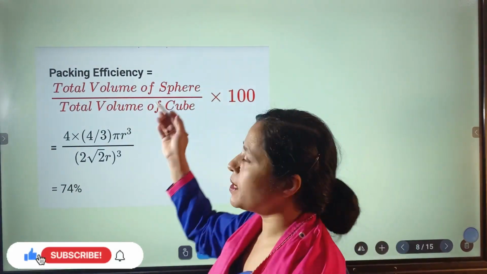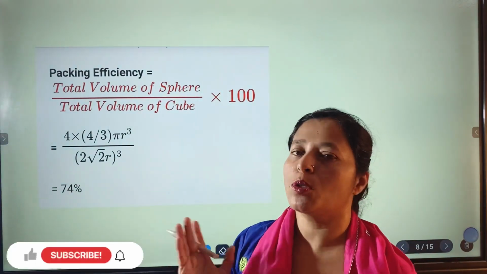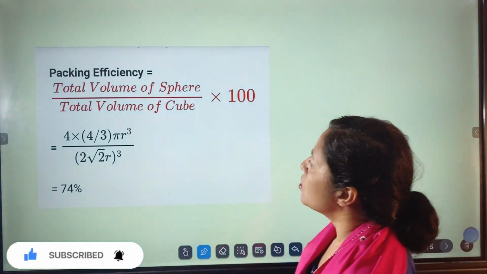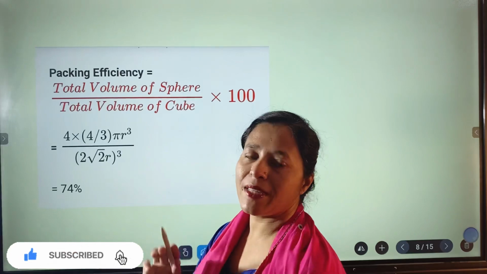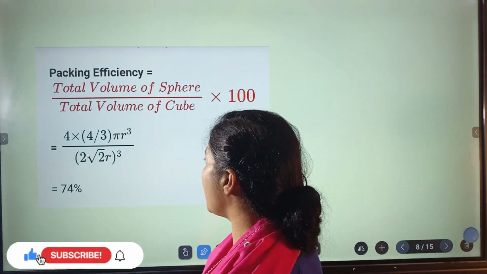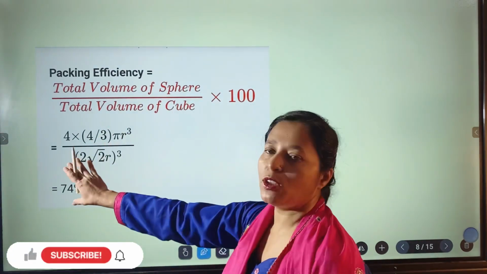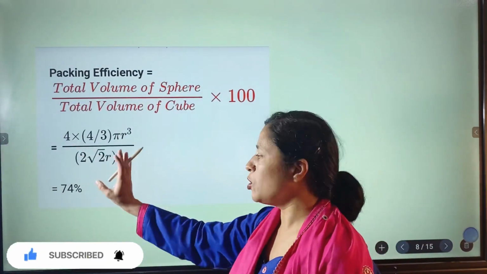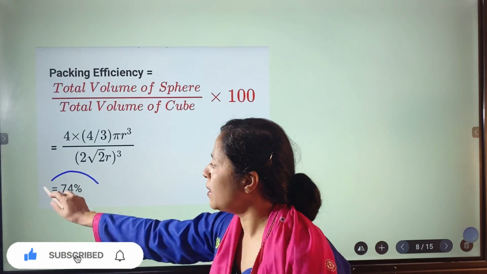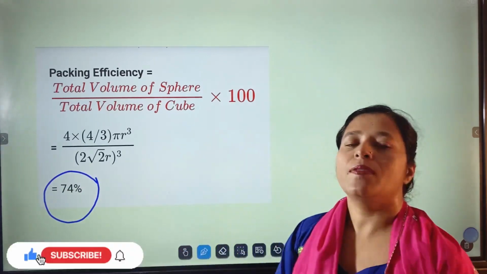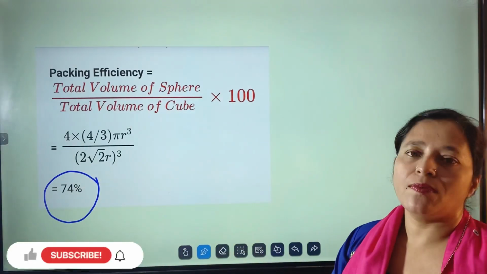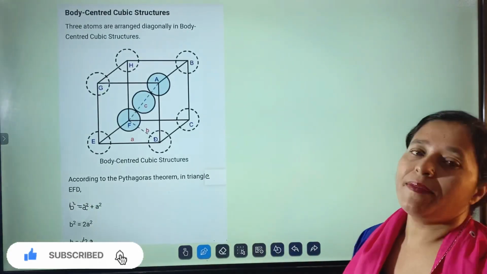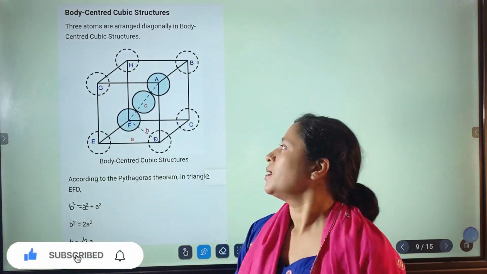The formula for it is the total volume of spheres upon the total volume of the cube, into 100, since it is a matter of percentage. The volume of 4 spheres will be 4 into 4 upon 3 pi r cube, and the volume of the cube we have shown in the previous slide, 2 root 2 r cube. In this way, the packing efficiency of cubic close packed structures will be 74%. If you have any problem, you can comment on this.